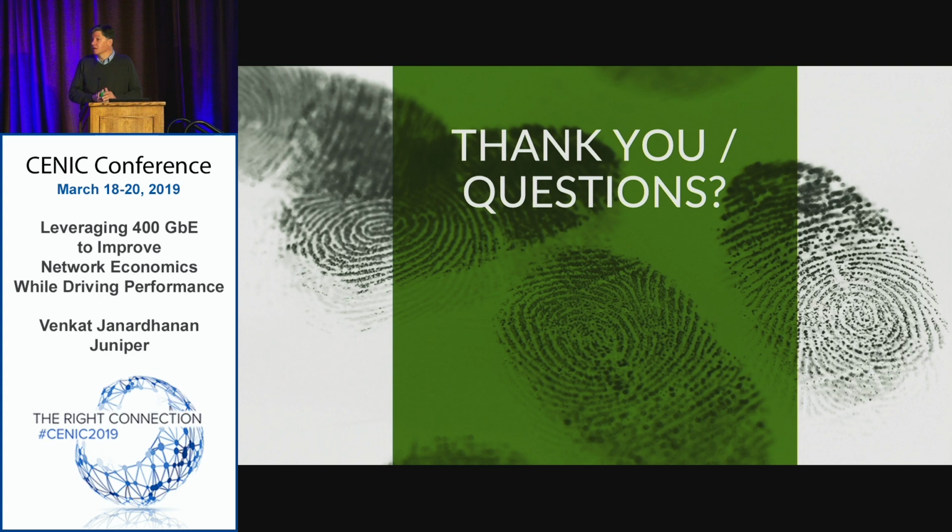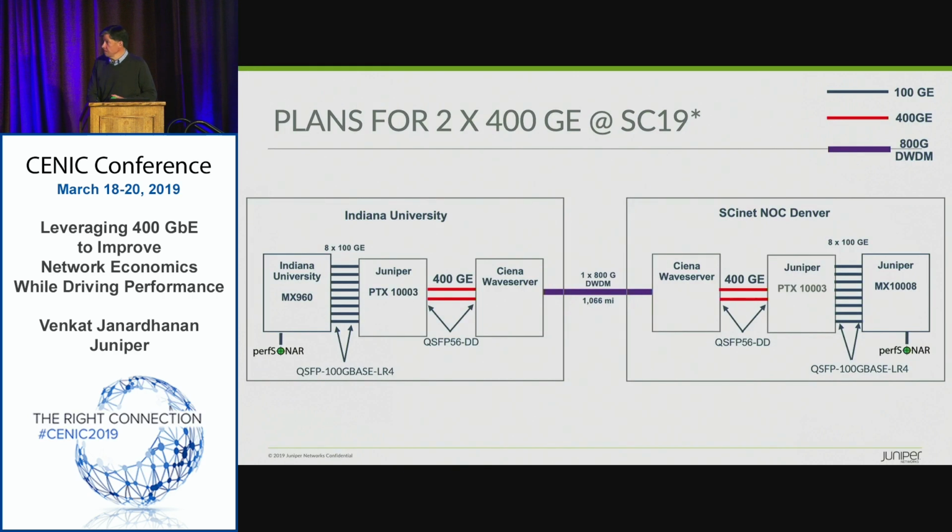Yeah. Oh, there we go. Oh, Eli. Yeah, Eli Dart, ESnet. Thanks, JJ. So I saw the last slide there. I'm just curious why not put the 400 gig in the MX? Are we planning to have 400 gig interfaces for MX routers by SC19?